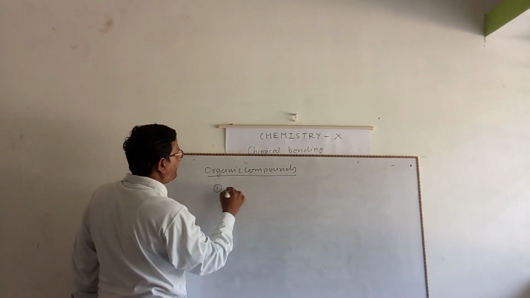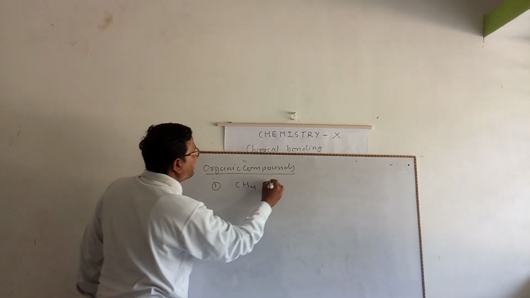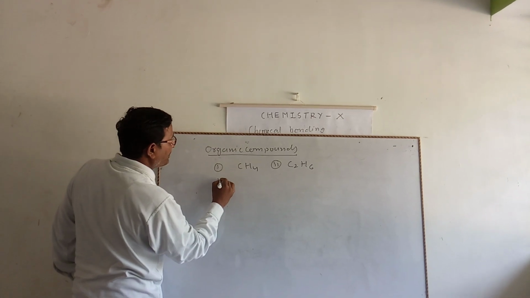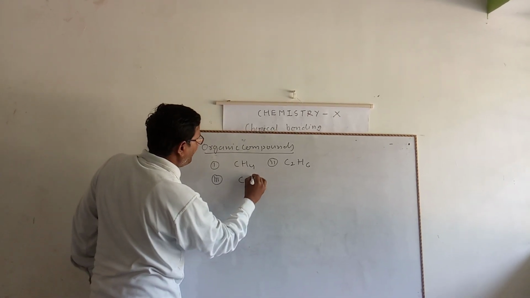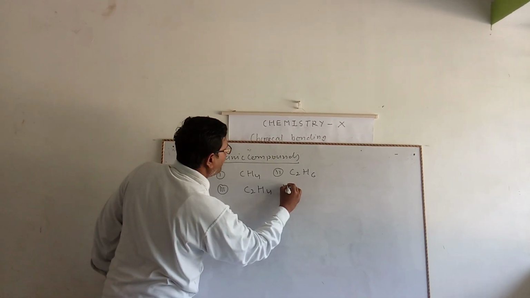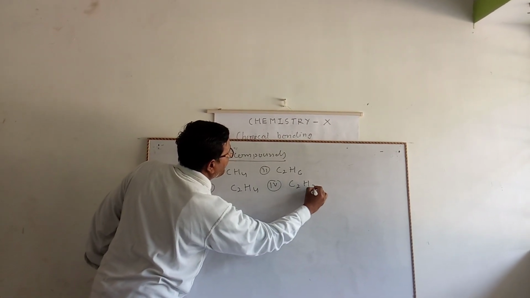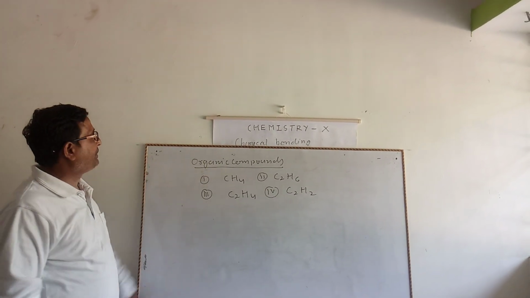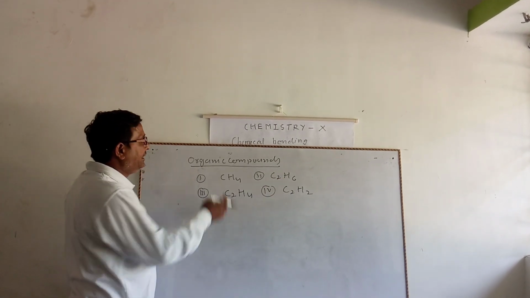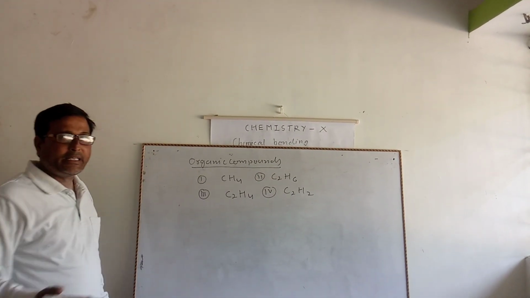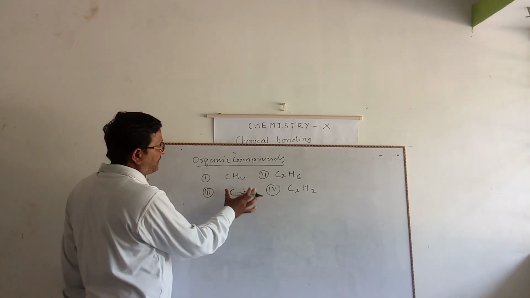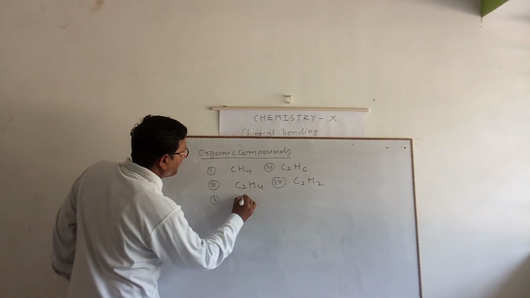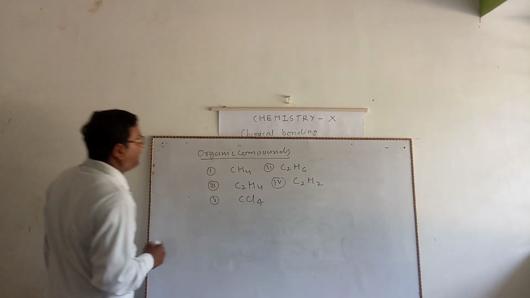First one, methane. Second one, ethane. Third one, ethene. Fourth one, ethyne. Because you will study the lab preparation and their properties: how to prepare methane and ethane in the laboratory, their physical and chemical properties, and reactions with others. Similarly, about ethene and ethyne. Some other compounds. Fifth one, CCl4, carbon tetrachloride.